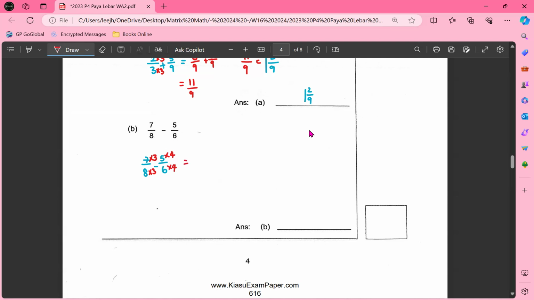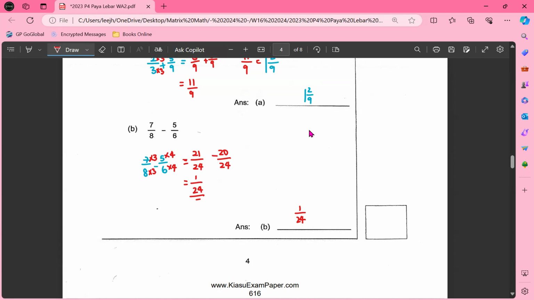So when you change the fractions, this one will be 21 over 24 minus, this will become 20 over 24. So your answer will be 21 minus 20, which is just 1 over 24. That's your answer. There's no need to simplify anymore because you cannot simplify any further. This is the simplest form already.